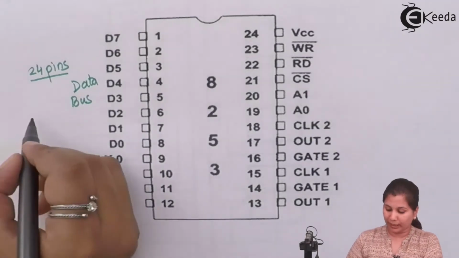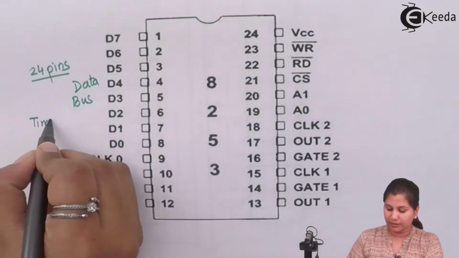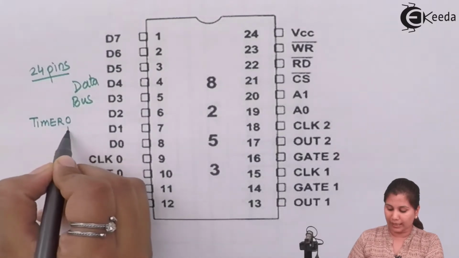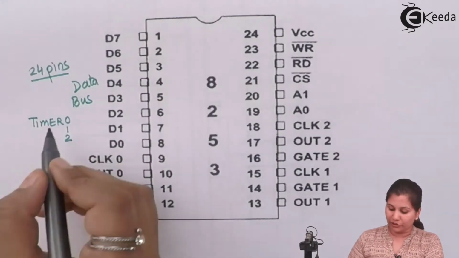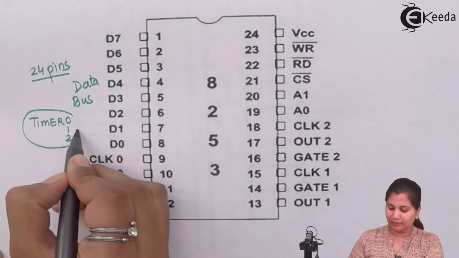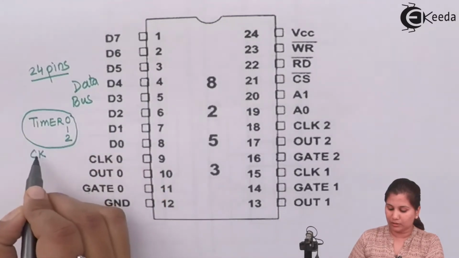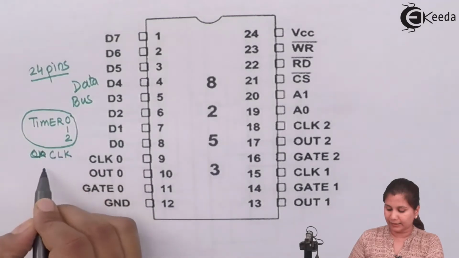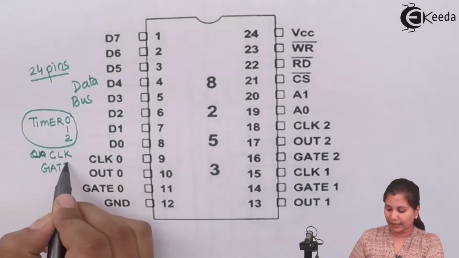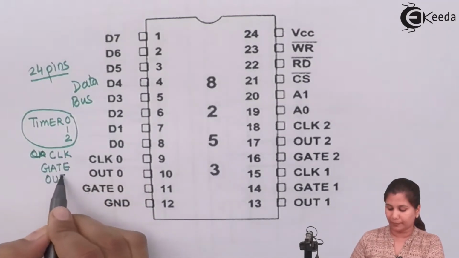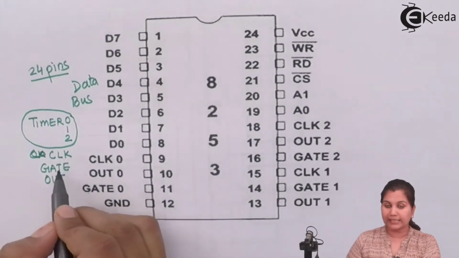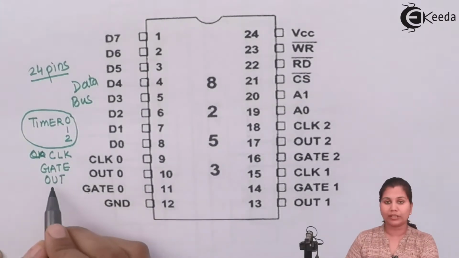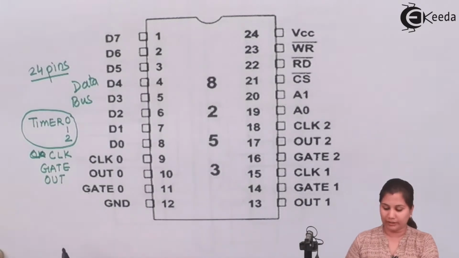So we have the 3 timers, timer 0, 1 and 2. Each timer will have the 3 signals: clock, denoted by CLK, then gate and out. Clock and gate are the input signals and out is the output signal of the timer.